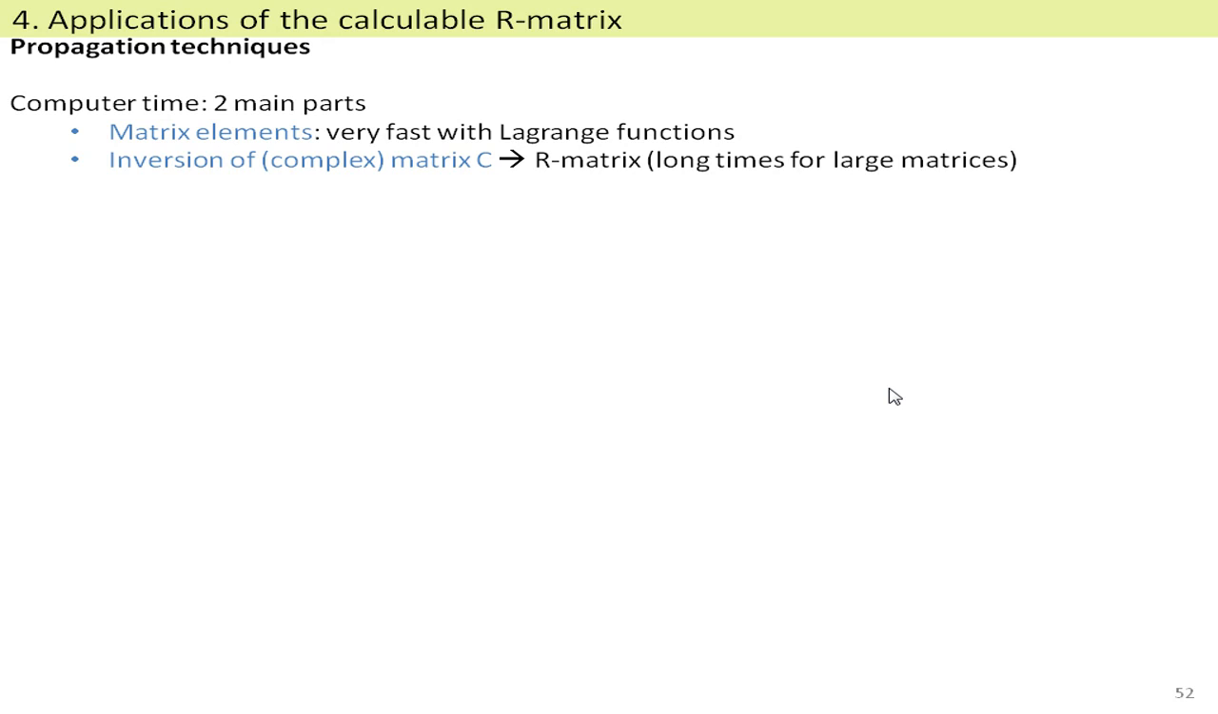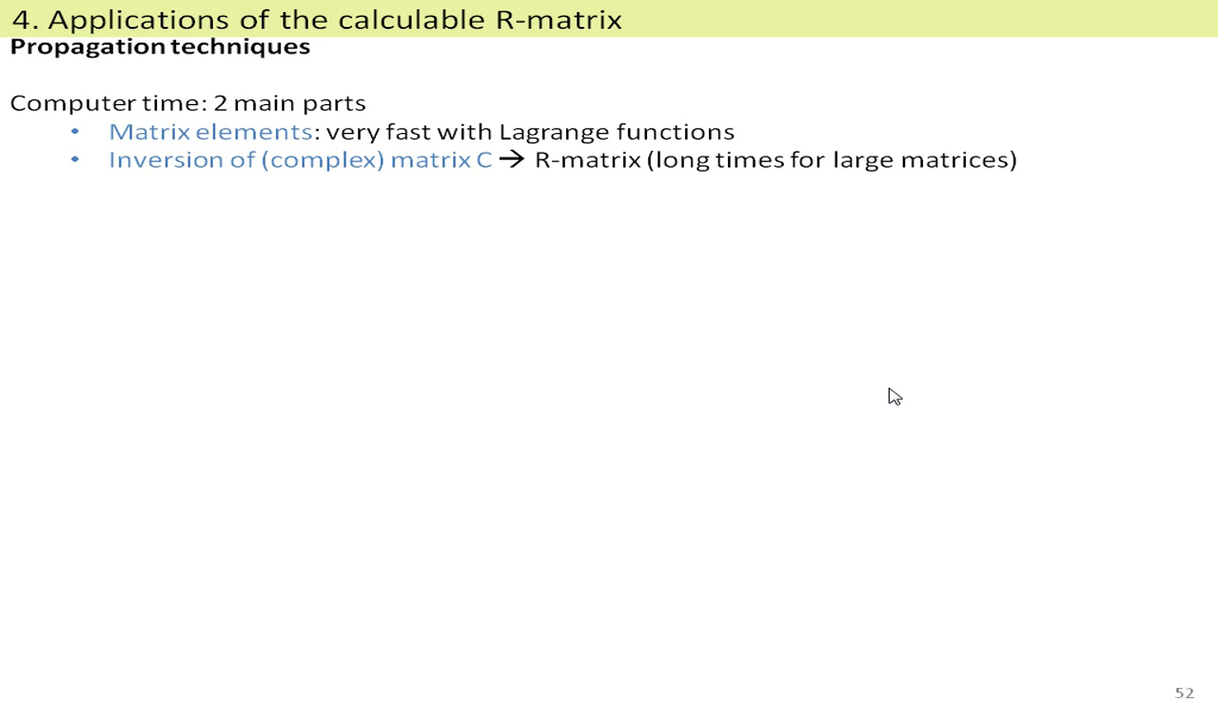Okay, so let me finish with a technical aspect of the R matrix, which is called propagation. And this is something important when you have to deal with large systems. So the computer time is essentially made by 2 parts. One is the calculation of the matrix elements. But as I told you before, with Lagrange mesh, this is very fast. There is no integral which is needed. So this is a minimal part of the calculation.